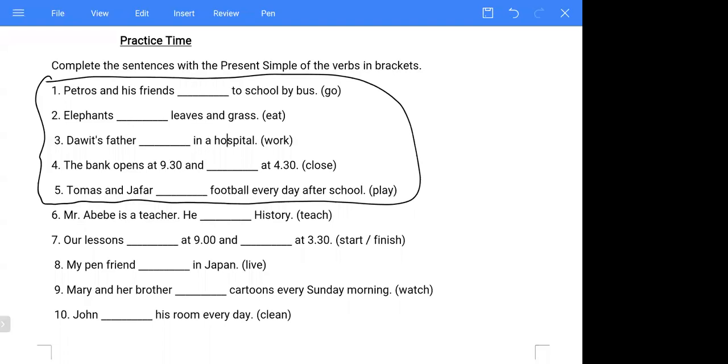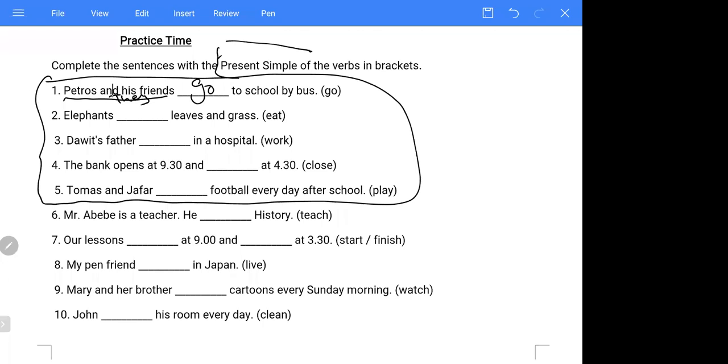Petros and his friends dash to school by bus. Remember the instructions, please. Use the simple present form of the verbs in bracket. Petros and his friends go to school by bus. Excellent. No change. Go is the answer because Petros and his friends. When you change Petros and his friends into a pronoun, it becomes they.